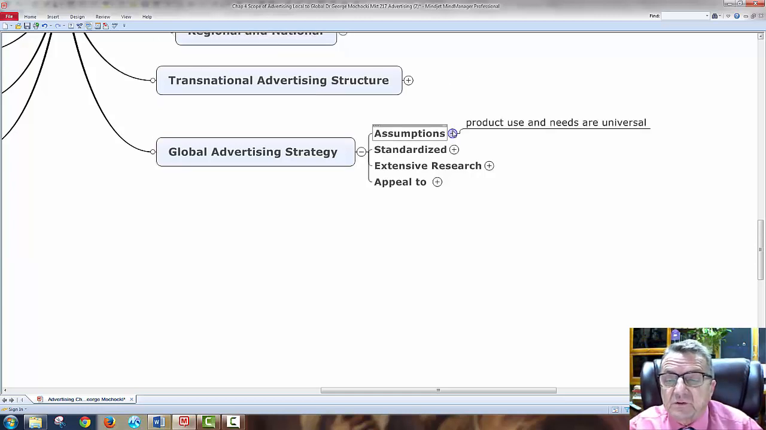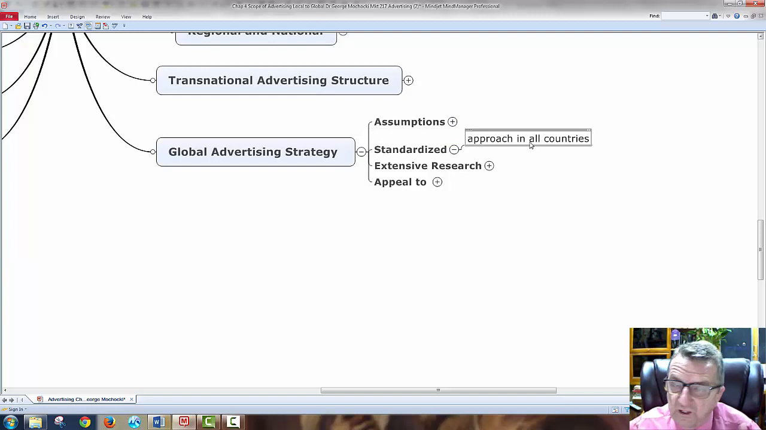Okay, so let's look at some of the assumptions. Product use and needs are universal. Visa, smartphones, you need them everywhere. Certain things are universal. We try to standardize the approach in all countries. MasterCard, Visa, that's why the word Visa means the same thing all over. McDonald's has the arches, and they usually will. They may adjust the menu a little, but their main advertising, Ronald McDonald, is there. I don't know if Ronald McDonald looks Chinese when he's in Asia or Indian. You can't really tell, but the accent would be there when they're talking in their language. The words and everything else would be in Chinese or French or whatever country they're in.